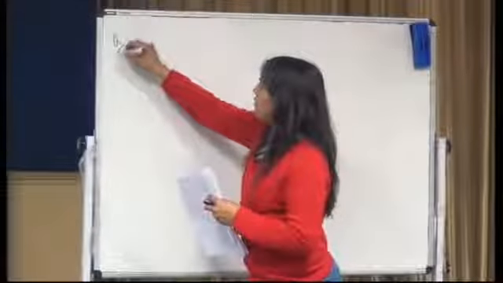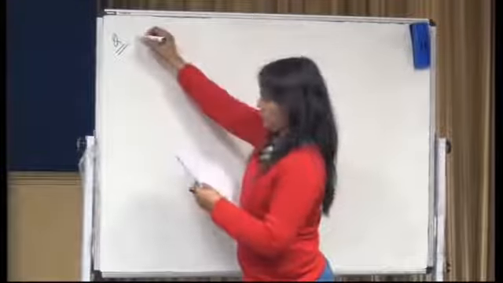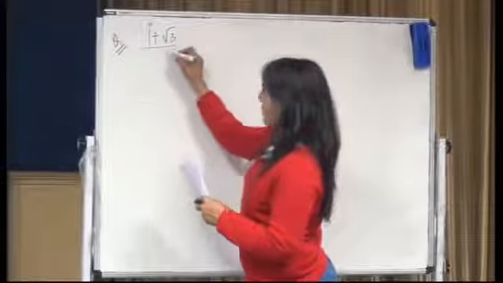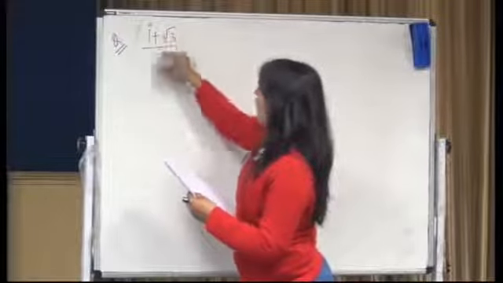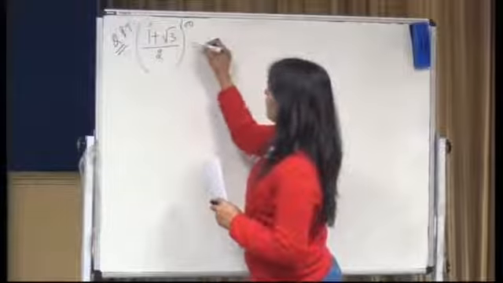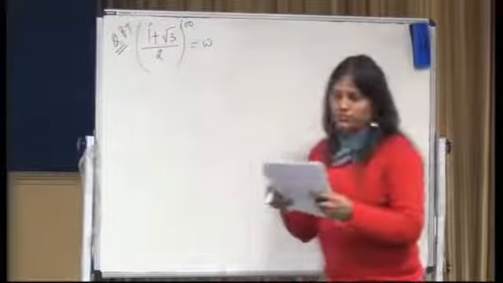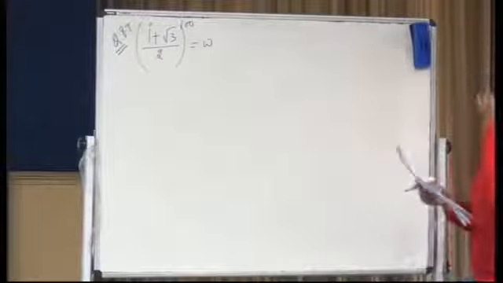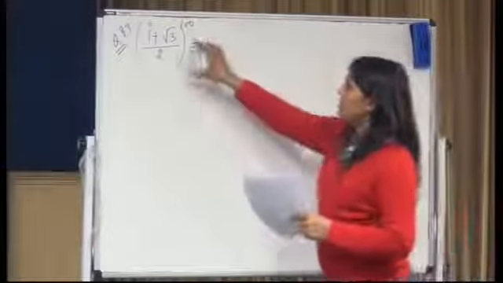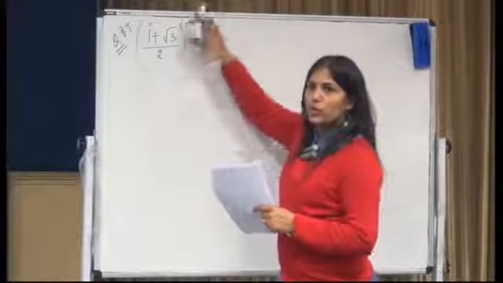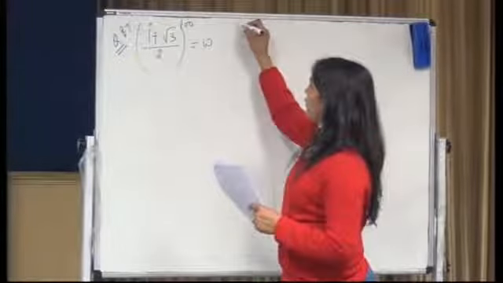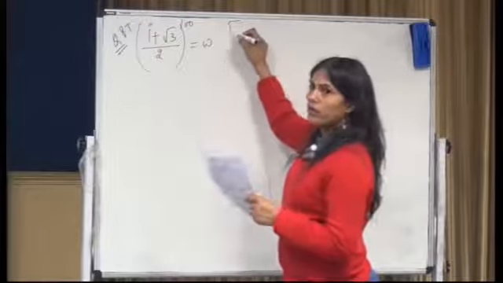So the question is, think on this question. (1 + i√3)/2 to the power 100. You have to prove that this is omega. You are supposed to prove that (i + √3)/2 to the power 100 is omega. What will the omega value be? Minus 1.